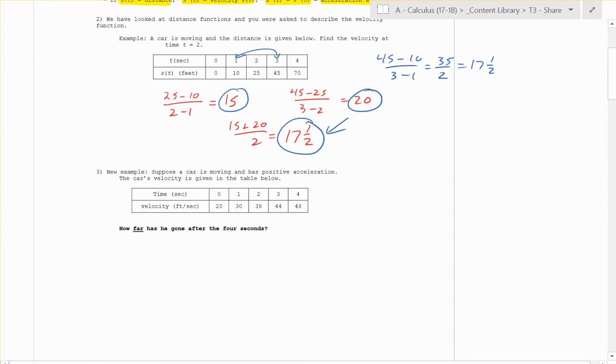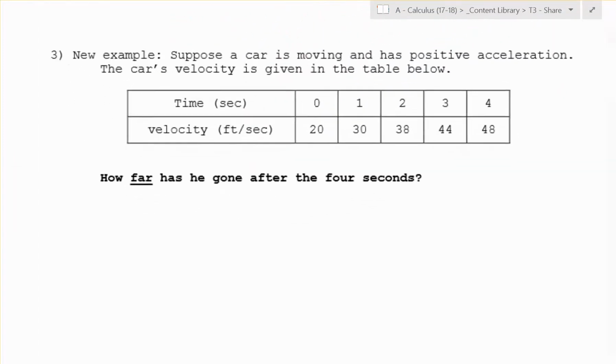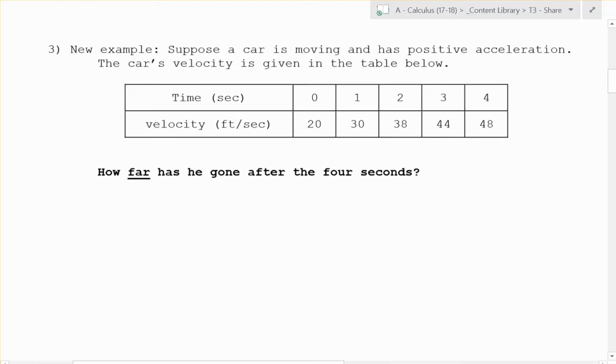So we just had a table giving us the position of a car. Now, what can we do if we have the velocity table, the table with the velocity right here? We're going to find out how far the car travels. We're going to make an estimate again because we don't know exactly. We only have data points, and a lot can happen between 0 and 1, 1 and 2, 2 and 3, and 3 and 4. So we're going to make a lower estimate and an upper estimate.